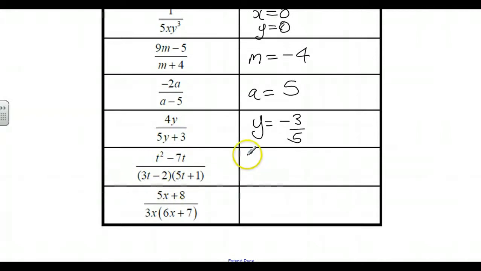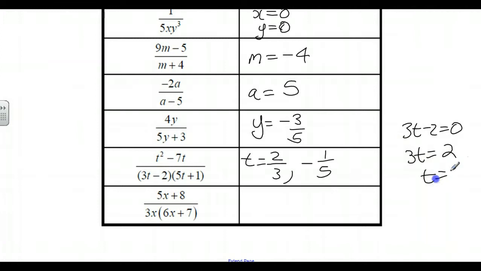T is 2/3 or -1/5. Same reasoning. You can work these out if you want. I'm stopping doing that now. It's by inspection. But you would say 3t minus 2 equals 0, 3t equals 2, and t equals 2/3. Similar reasoning gets you this. And here, no t. X equals 0, or x is -7/6. Always an improper fraction, never a decimal.